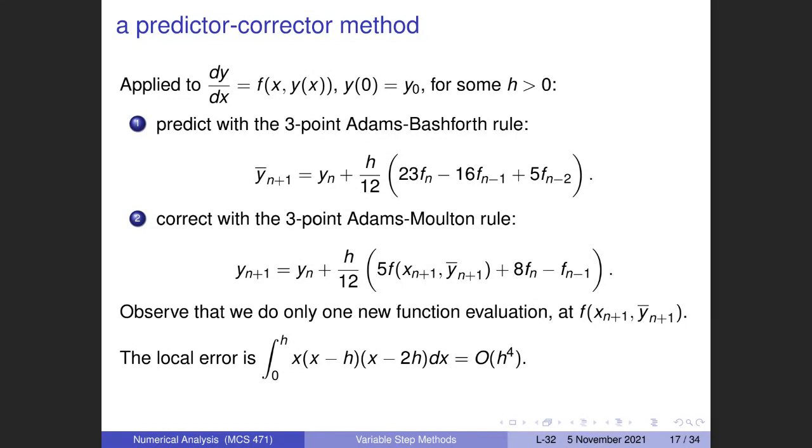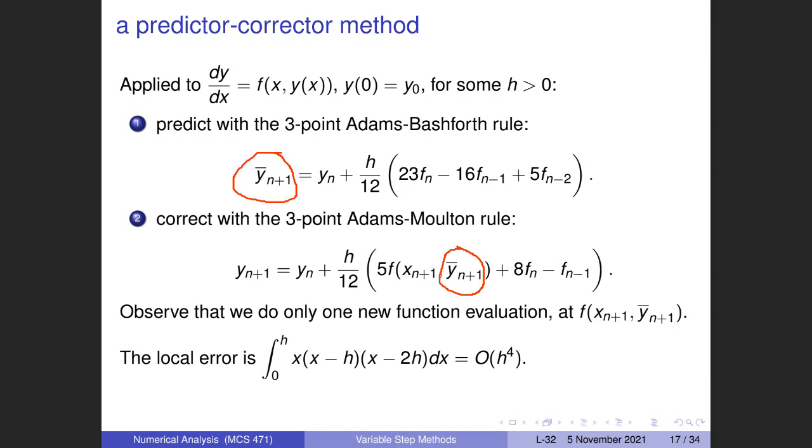So the link between the two is the overlined value. That is computed first in the predictor and then applied in the corrector. Only 1 new function evaluation is done. We will see the relationship with the Runge-Kutta methods.